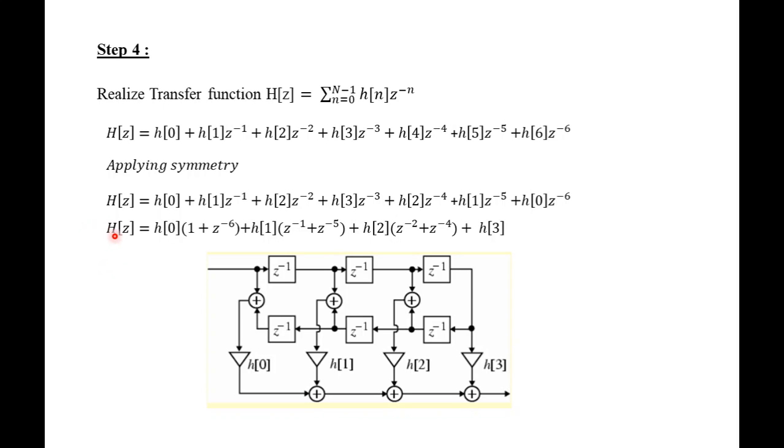H of z can be written as y of z divided by x of z. So cross multiplying with this. Similarly, this particular term can be realized as z power minus 1 and then z power minus 5, which is 3 delays. Then it is the fifth delay and added together. In the same manner, if we realize, we can obtain the final response y of z.